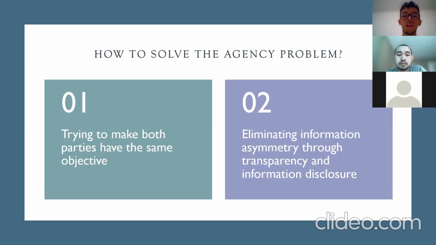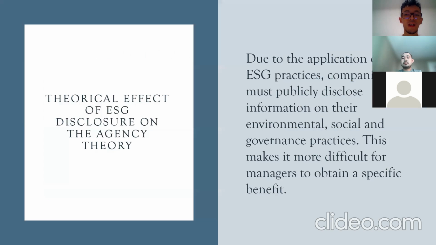Second, we can also eliminate information asymmetry through transparency and information disclosure. It means that if they want to reach the same objective, the more information is released and known by the people, the more difficult it is for each party to hide information. That's why in the article they talk about information disclosure, more in the environmental aspect.